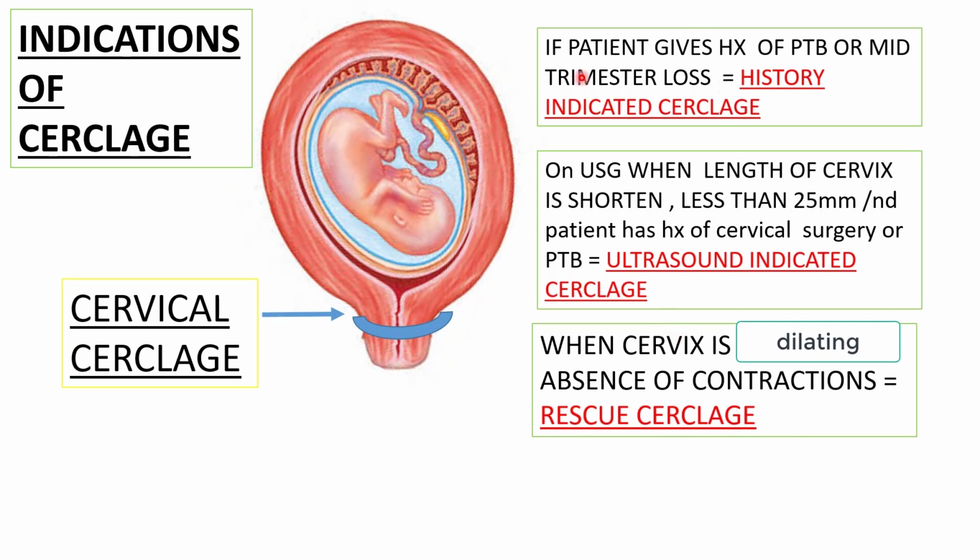On the basis of history you are applying, it is a history indicated cerclage. On the basis of ultrasound, when the length is short, we are applying cerclage. It is called ultrasound indicated cerclage. When there are no contractions but the cervix is dilating, we have to rescue the pregnancy. It is called rescue cerclage. So it can be asked in OSCE, write down the indications of cerclage.